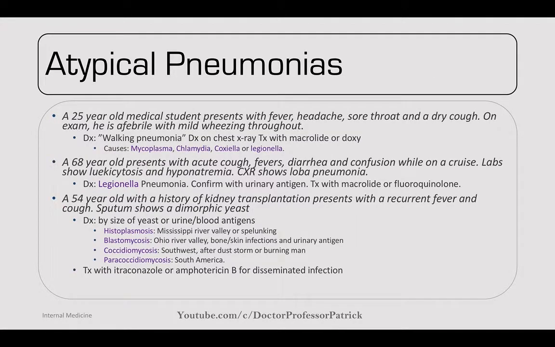Some of these atypical pneumonias are walking pneumonias. So we've got a 25-year-old medical student presenting with fever, headache, sore throat, and a dry cough. On exam, he's afebrile with mild wheezing throughout. So we can call this a walking pneumonia. It's more of a mild type. We can diagnose it on chest x-ray with an interstitial infiltrate and treat with macrolides or doxycycline. Some of the most common causes are mycoplasma, chlamydia, coxiella, or legionella.